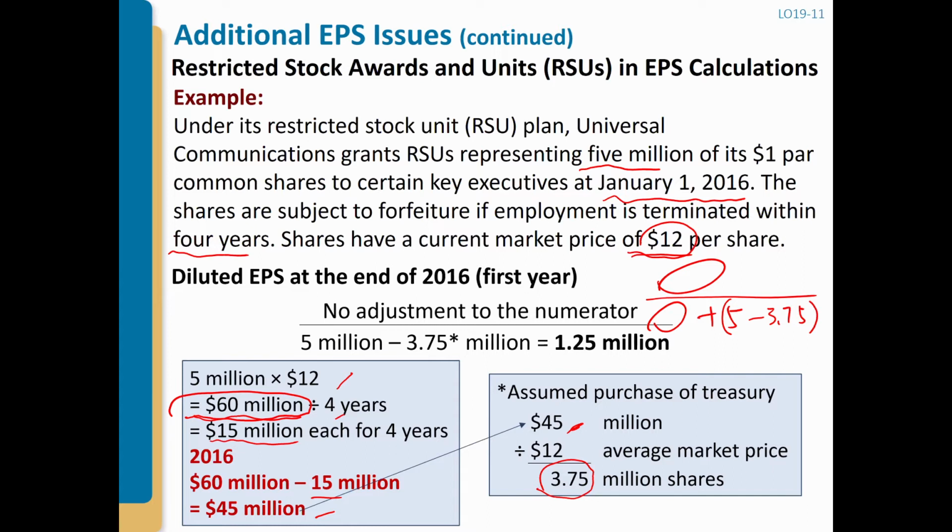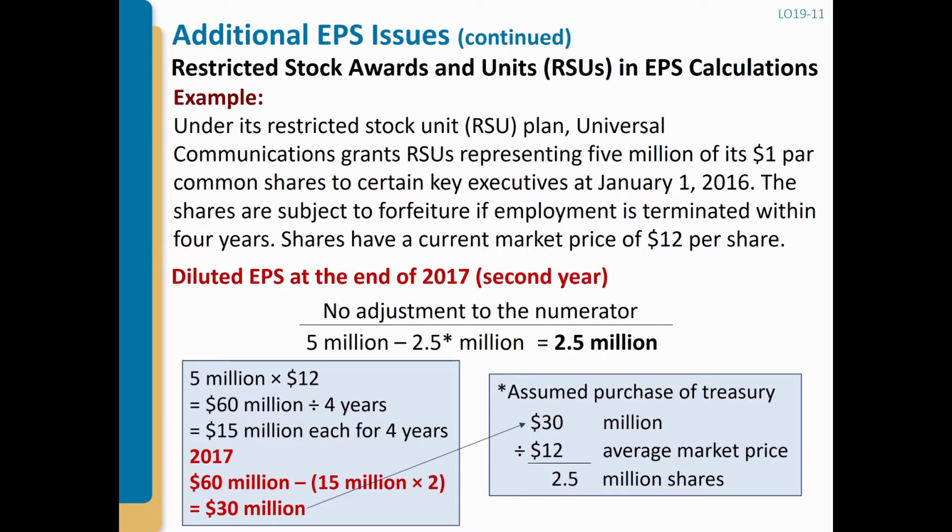If next year the market price changes from 12, then we recalculate. So let's look at next year. This is 2016, and next year is 2017. Similarly, by the end of 2017, now you expense another 15, right? So then we have 30 million for the remaining 2 years. So now we save $30 million.